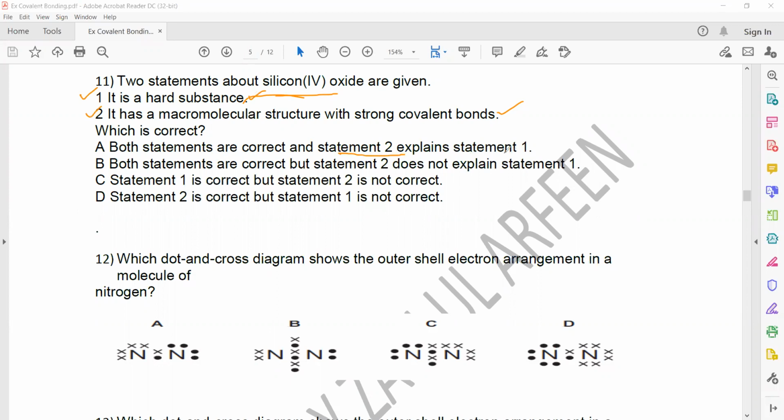And how does statement 2 explain statement 1? Because if something has a giant structure, as we discussed in the physical properties, whenever something has a giant structure, it will always be hard. So statement 2 explains statement 1: because it has a macromolecular or giant structure, that is why it is hard. So A is the right answer for this.